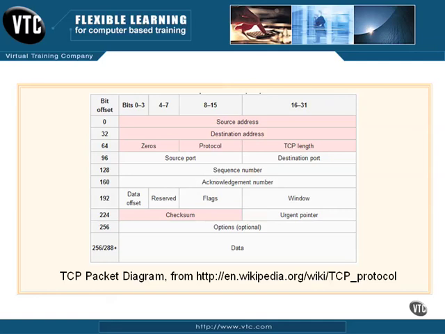At bit offset 0, you've got a 32-bit field, which is the source address, and that is the IP address for the source, the sending computer. Then at bit offset 32, another 32-bit field, which is the destination address. That's where this data is going to. While I'm not going to cover each and every single field, I will tell you about the important ones you need to look for when you're doing packet analysis.